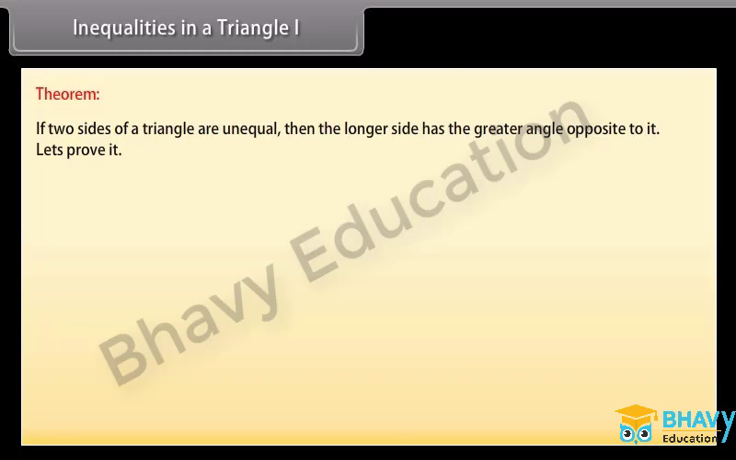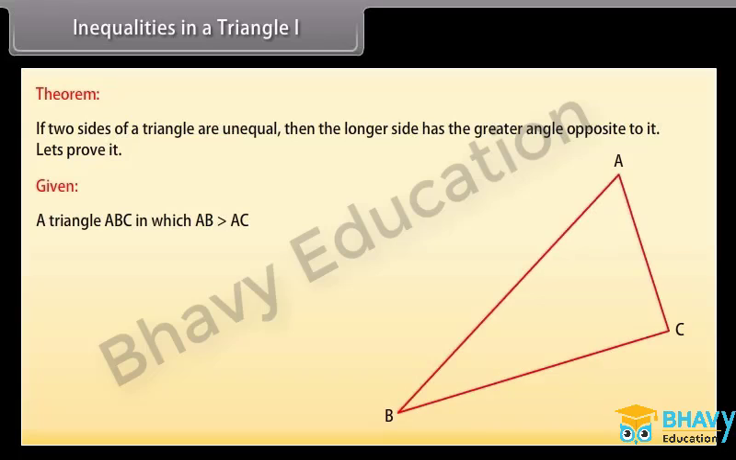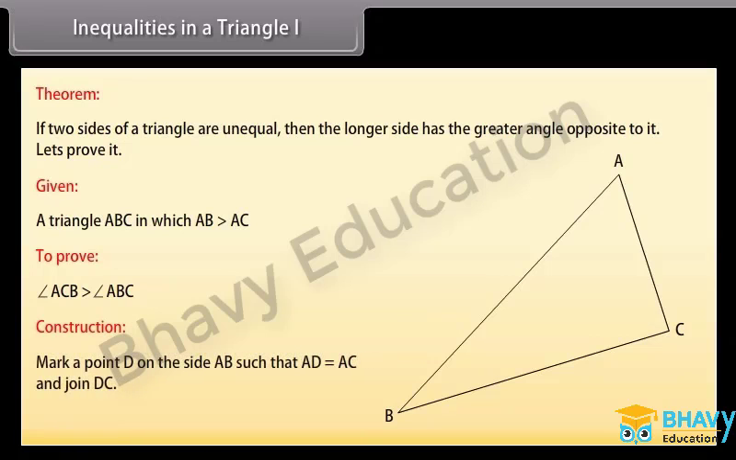Let's prove it. Given is a triangle ABC in which AB is greater than AC. We have to prove that angle ACB is greater than angle ABC. Construction. Mark a point D on the side AB such that AD is equal to AC and join DC.